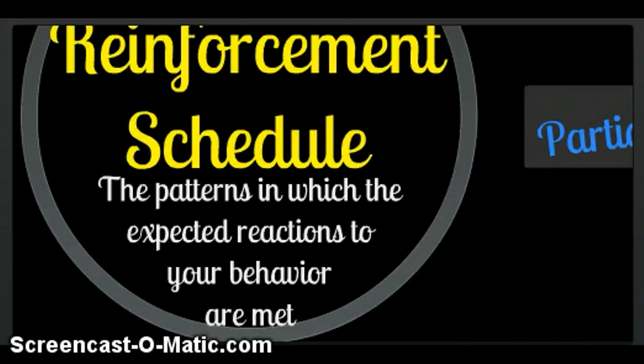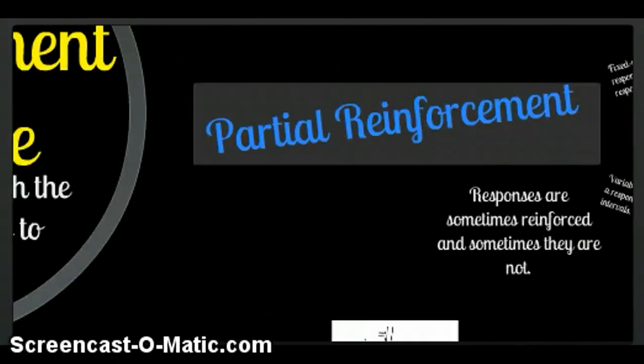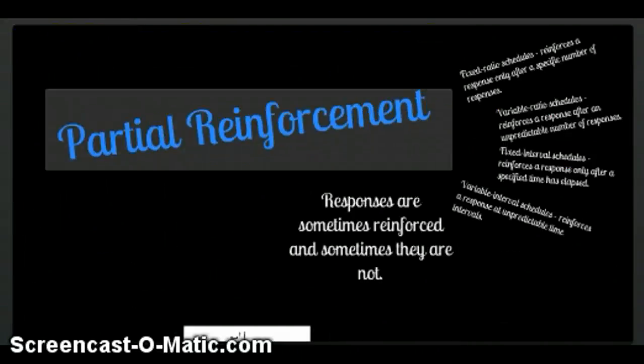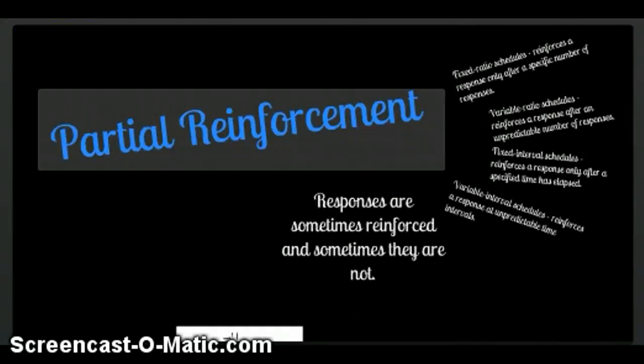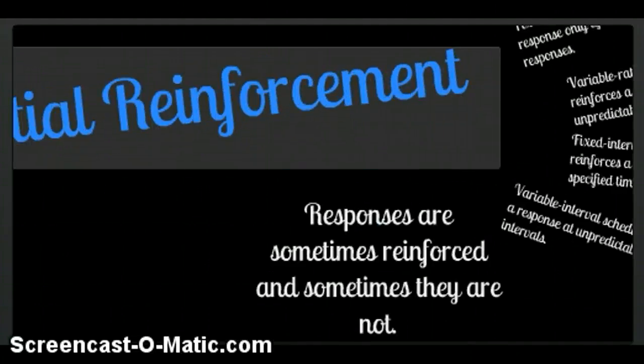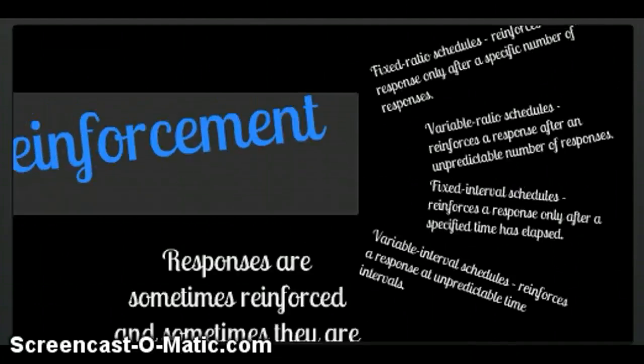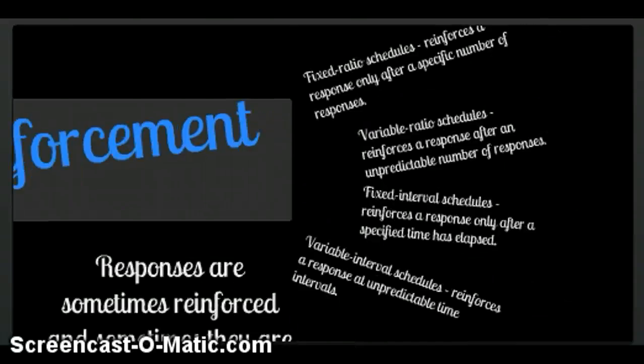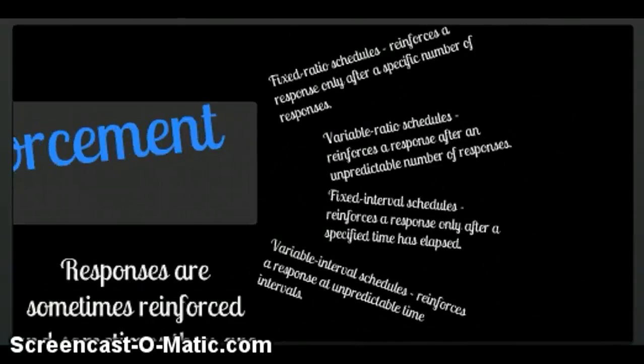Partial reinforcement occurs when expectations of behavior are met sometimes. This type of schedule is more resistant to extinction even though the reinforcement occurs less, because of the subject's persistence. There are 4 types of partial reinforcement schedules. They are fixed ratio, variable ratio, fixed interval, and variable interval.